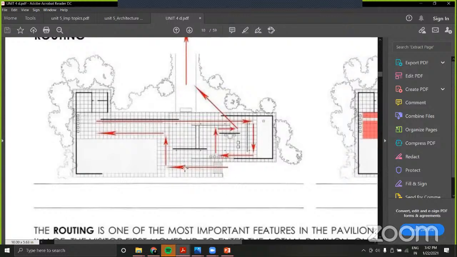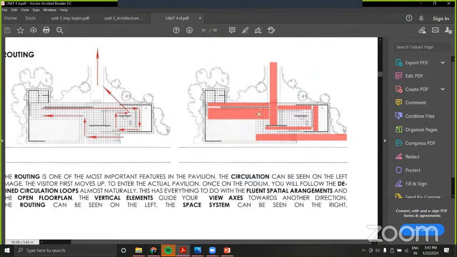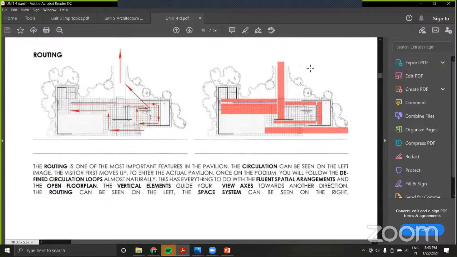He used a ramp to enter the building, which also became one of the talked-about features. The red lines are the circulation, as you said. This is the outdoor exit, which leads out from the building.